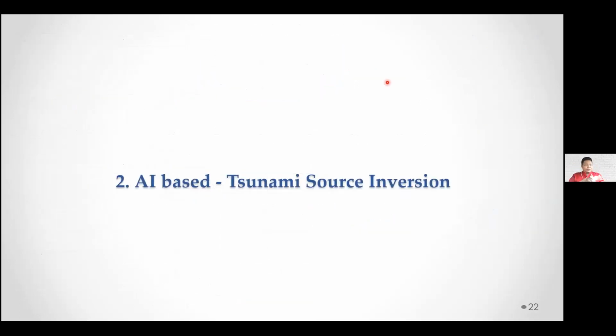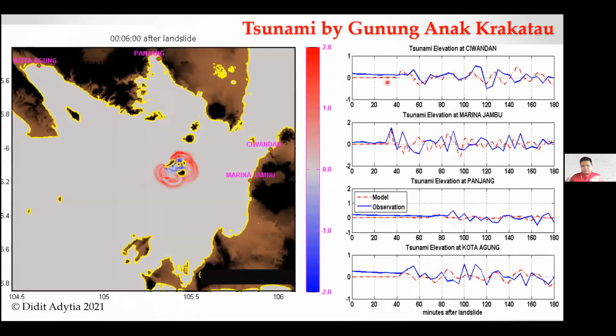Number 2 is AI-based tsunami source inversion. Before we go in that direction, I would like to introduce the problem to you. This one is actually Gunung Anak Krakatau. It was the last event, when Anak Krakatau actually blew up and created some tsunami here. It is simulated somewhere here.